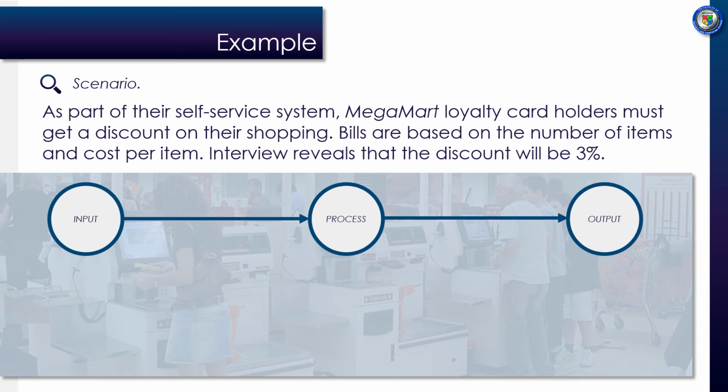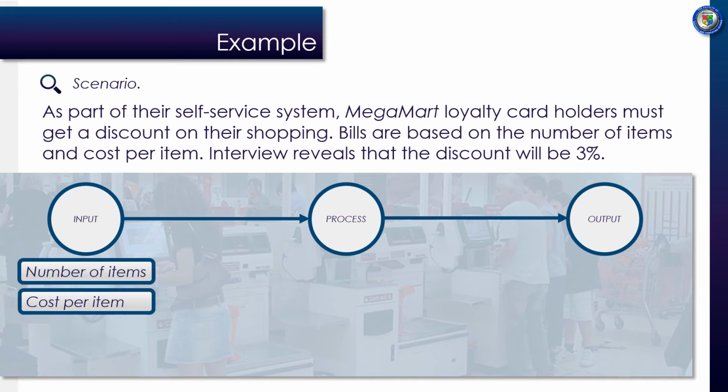Our second example is a self-service system for a company called Megamart. As part of the self-service system, Megamart loyalty card holders must get a discount on their shopping. Bills are based on the number of items and cost per item. The interview reveals that the discount will be 3%. Again, we need to identify our inputs from this scenario. These will be the number of items, the cost per item, and the loyalty code of the customer.